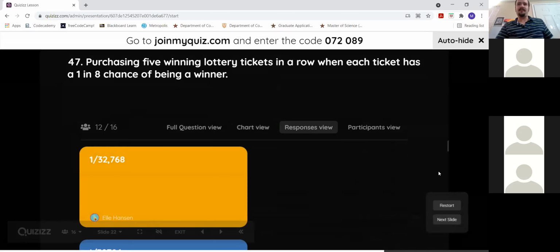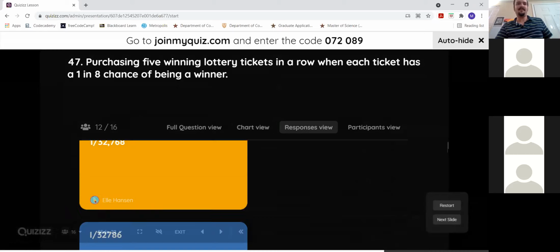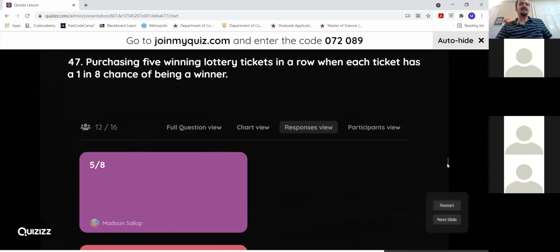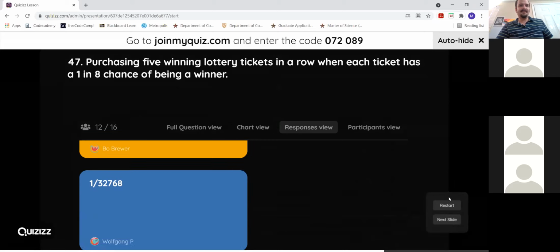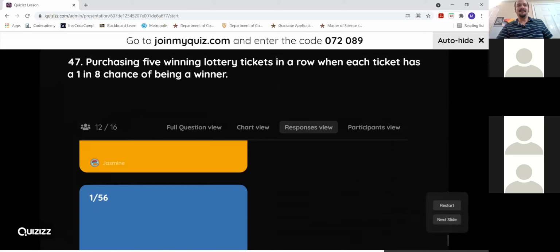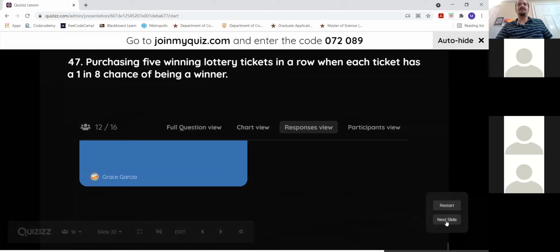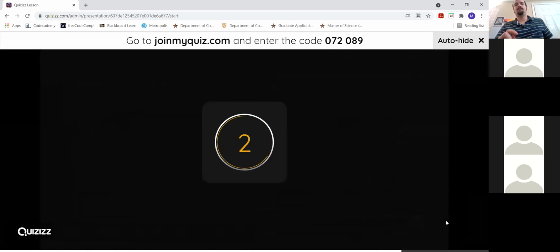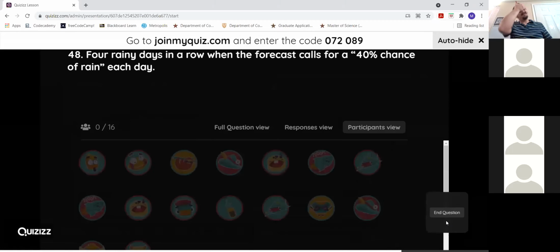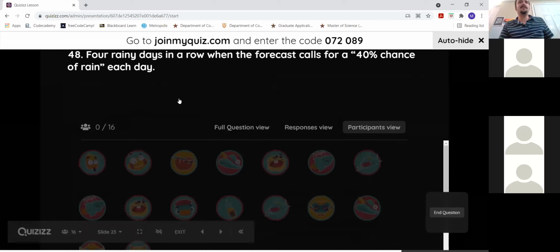So what else are y'all telling me? 32.76? Y'all did 5 times 8? Is that what y'all did? 32,768 is right. Y'all did 5 times it. Exponents. That would be true if it was 8 plus 8 plus 8, but we're multiplying, so it should be exponents.